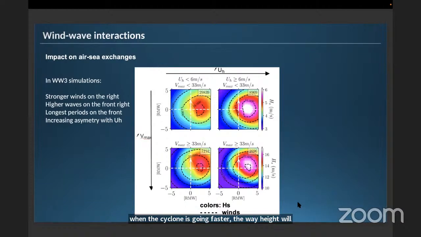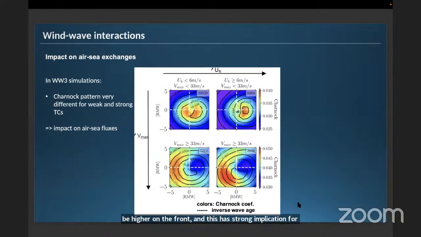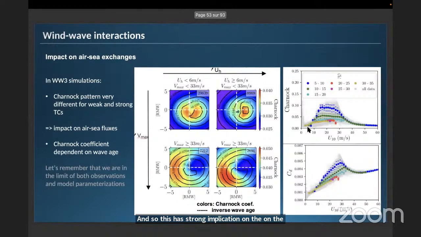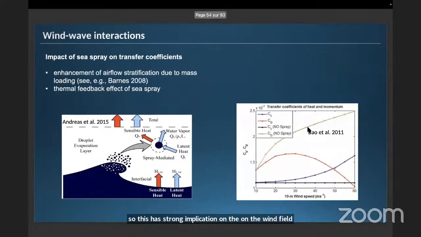And this has strong implication for air-sea interaction, because if we look now at the drag coefficient, and here it's illustrated through the Charnock coefficient in color, we can see that depending on the intensity and the translation speed of the cyclone, typically the pattern of the Charnock coefficient is completely different. And this is quite important. And this is associated to the fact that we have different wave systems and also different wind intensities in the different parts of the cyclone. And so this has strong implication on the wind field. This is just the same as before.